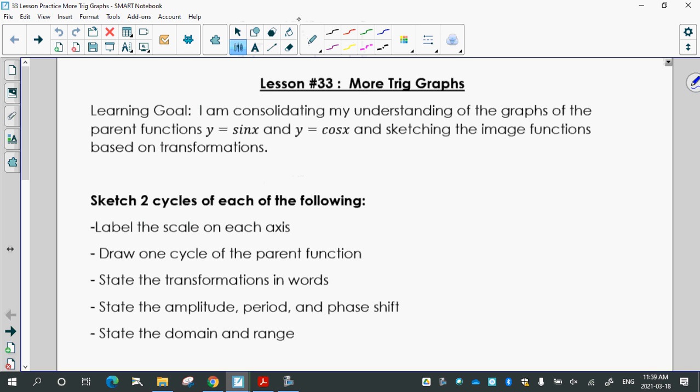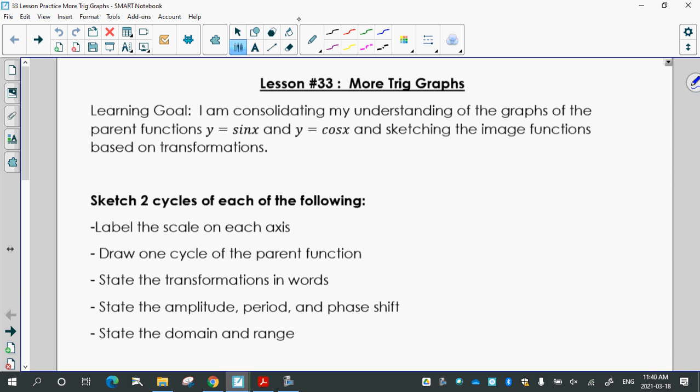So I called it more tree graphs. That's what it is. We're consolidating our understanding of the graphs of the parent functions y equals sin x and y equals cos x and sketching their image functions based on the transformations.